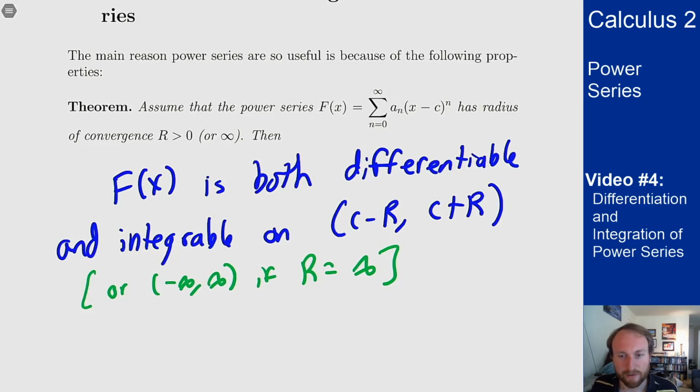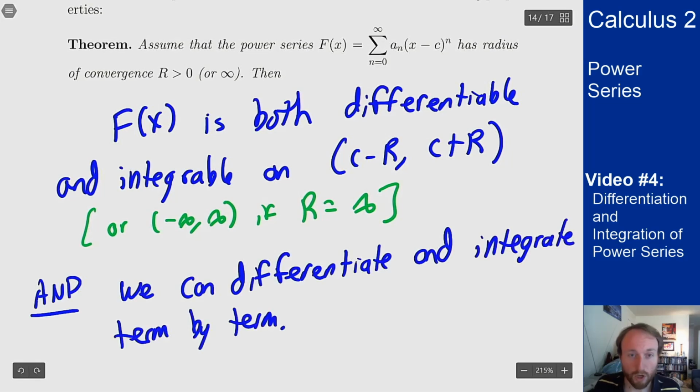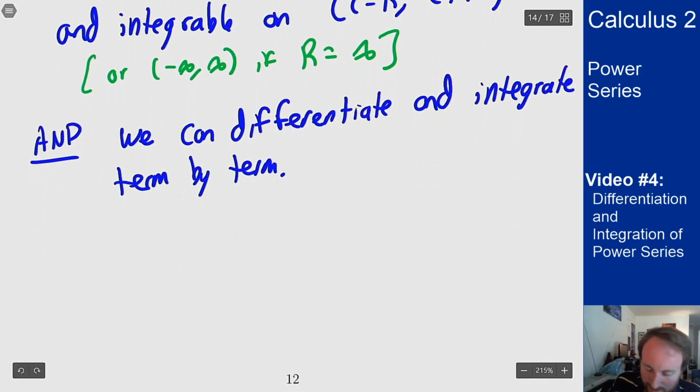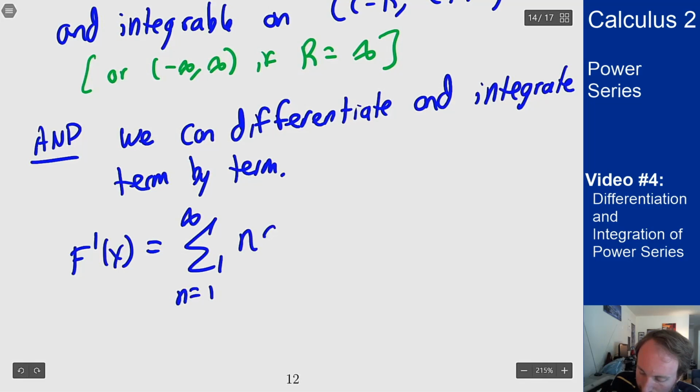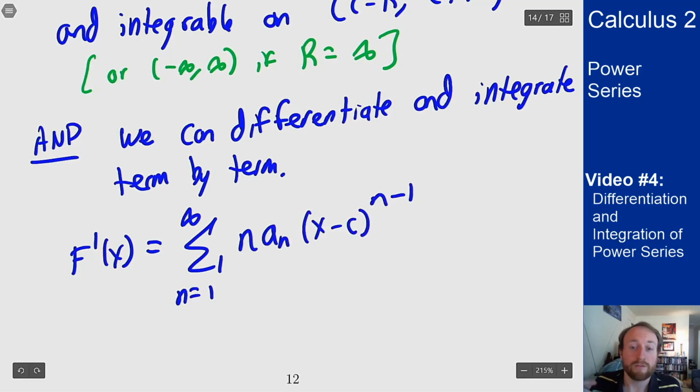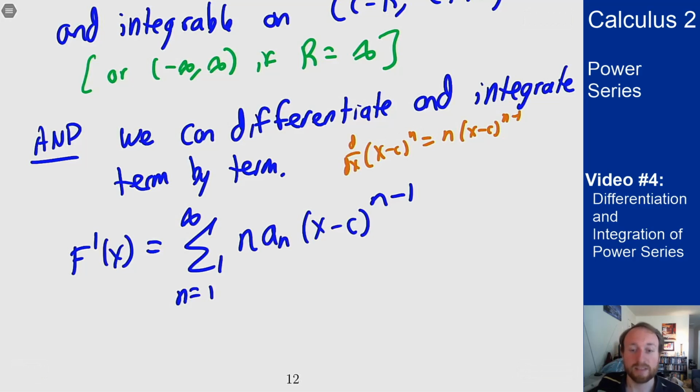And I can differentiate and integrate these term by term. And that's where the benefit really comes into play. What does that mean? Well, that means that f prime of x I can write as the sum from n equals 1 to infinity of n times a sub n times (x minus c) to the n minus 1, where I've just differentiated the x in every term of the expression, right? Because if I differentiate (x minus c) to the n, I get n times (x minus c) to the n minus 1. I've gotten rid of the 0 term because that would be 0 times a sub 0, so it's just 0. Similarly, I can integrate term by term.